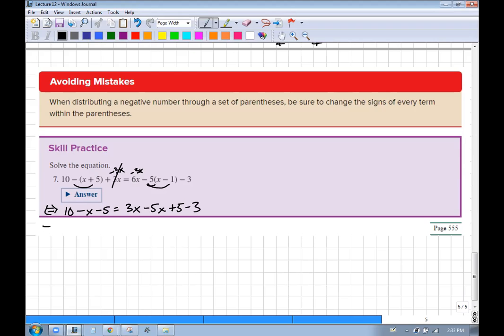All right, let's combine our like terms here. The 10 and the minus 5 give me 5. That gives me negative 2x, and this gives me 2. All right, let's get our x's together. I'll add 2x to both sides. That goes away. And I'll subtract 5 from both sides. That goes away. The 2x minus x is x. Over here, 2 minus 5 is a negative 3.